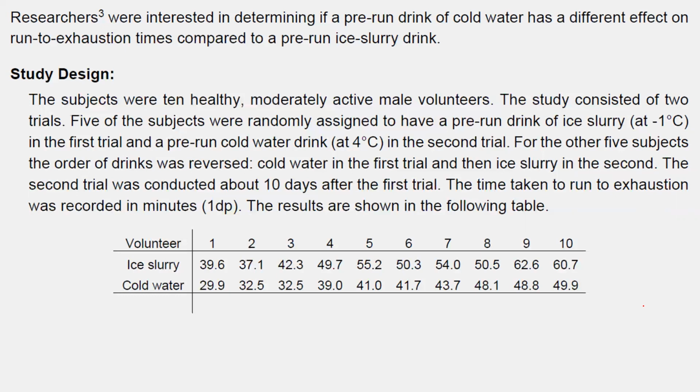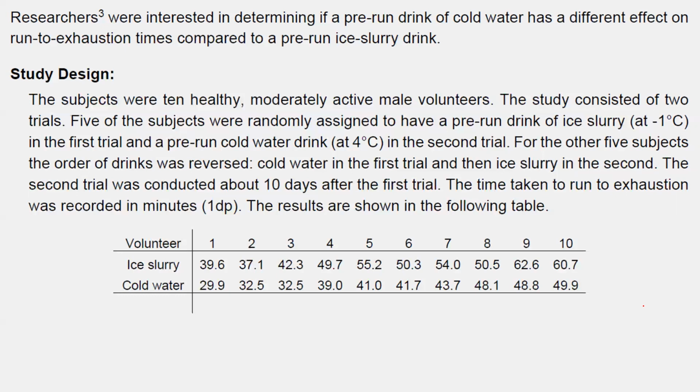So for the design, they only had 10 volunteers, all male, healthy, moderately active. And there were 2 trials. So 5 of the subjects were randomly assigned to have the ice slurry, and the other 5 the cold water. And then in the second trial, it switched over. So every single volunteer did both treatments, and you can see that in the data table below. But half of them did the ice slurry first and half of them did the cold water first. And for each trial, the time taken to run to exhaustion was recorded, and these are all in minutes.